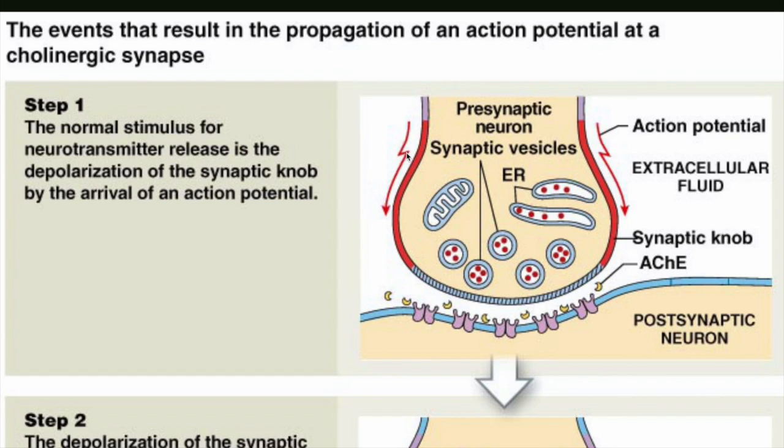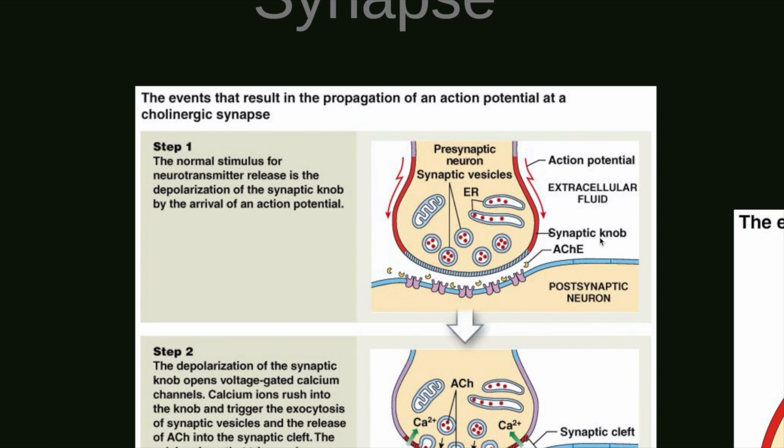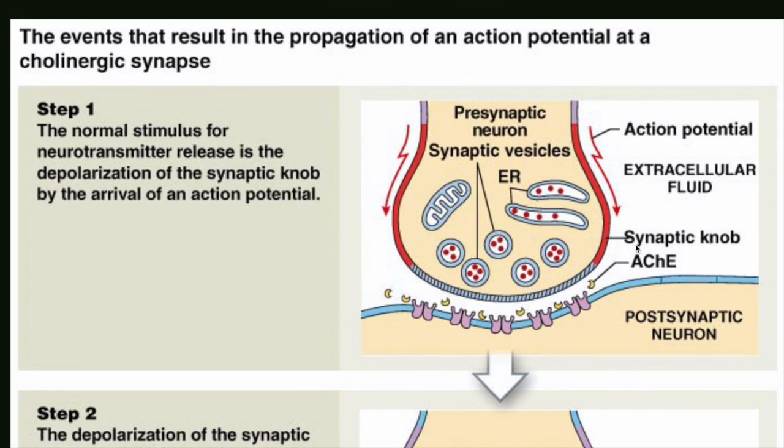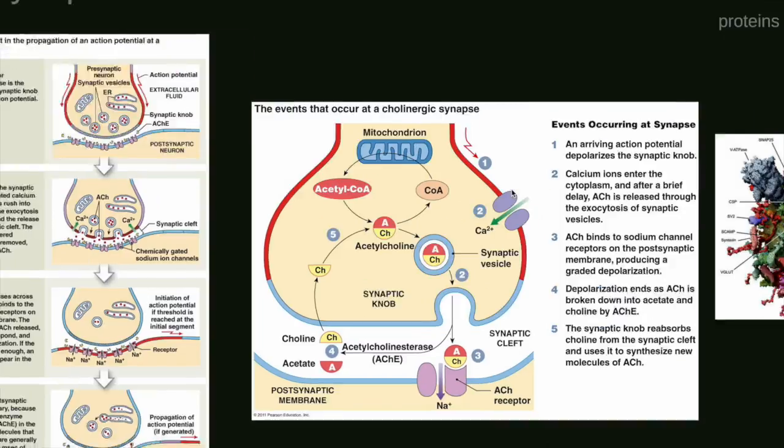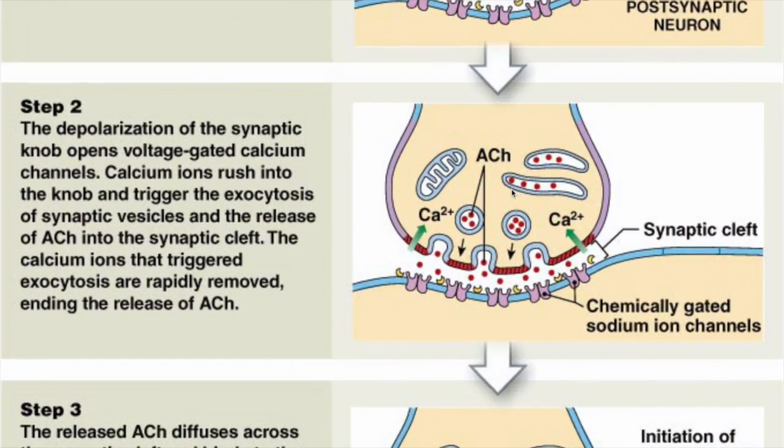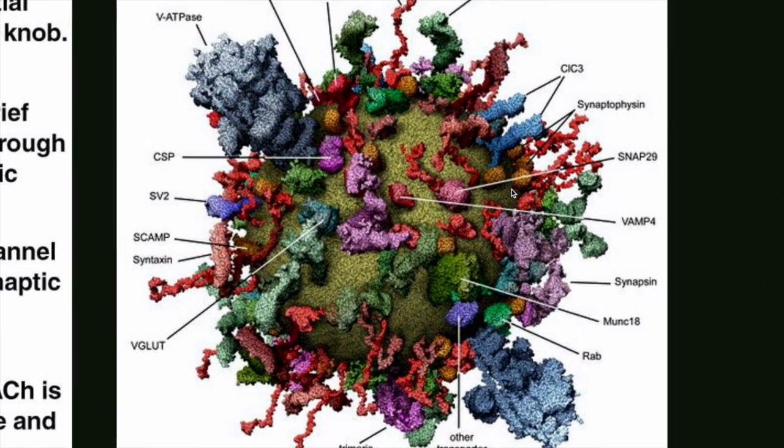An action potential comes, that's what this red thing is, the action potential. It's going to depolarize the synaptic knob, or the axon terminal, whatever you want to call this. This is going to open voltage-gated calcium channels, and calcium ions enter the cell. Then calcium binds to proteins on the synaptic vesicles, and this is what a synaptic vesicle looks like up close.